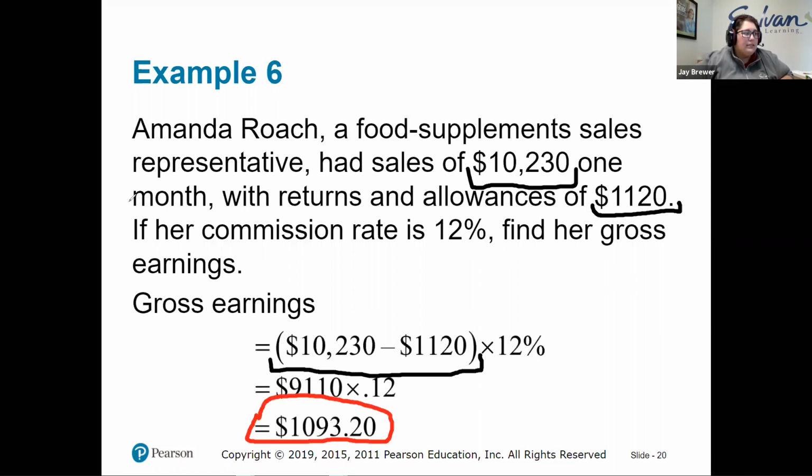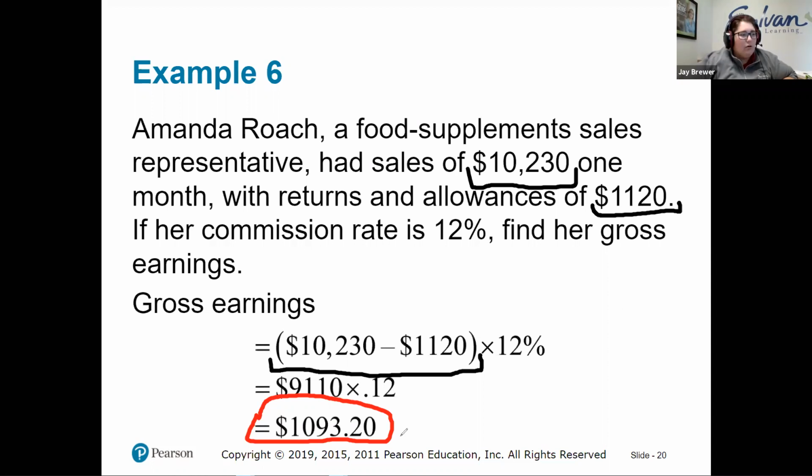Now, keep in mind, guys, this is for 1 month. So for 1 month, Amanda earned $1,093.20. If you want to calculate what she would be bringing home per week, divide that by 4. So she's only making $273.30 a week. All right. And she's not getting that until the following month.